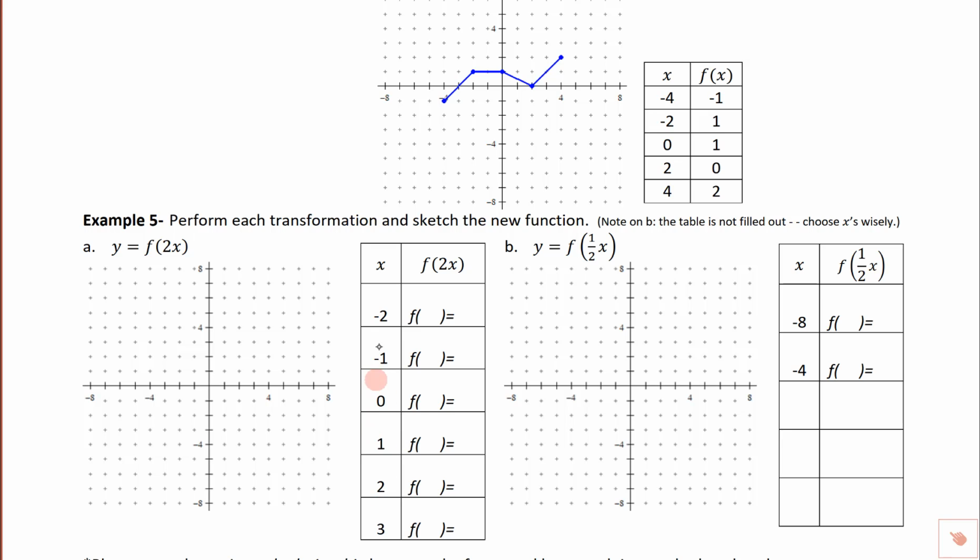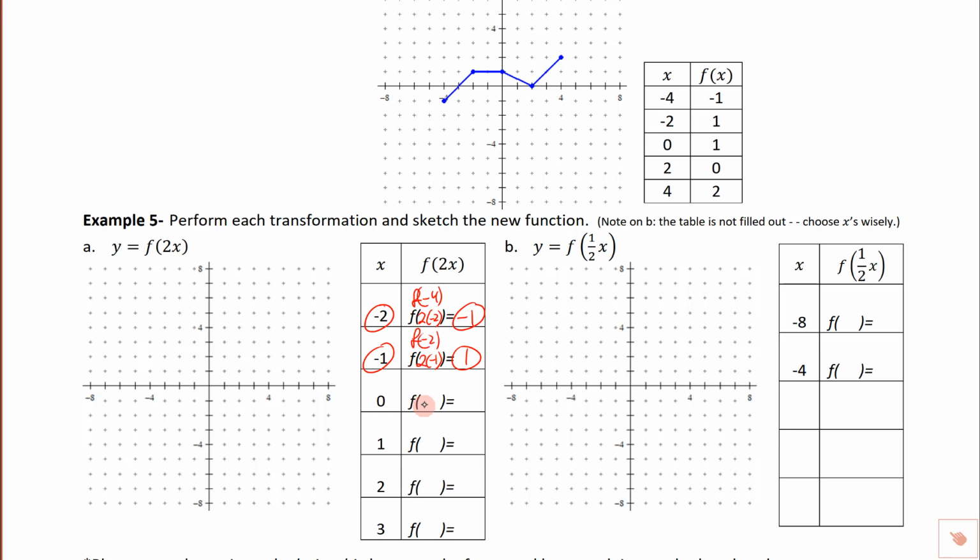Again, the x's are done for us. They've chosen some x's. So here's what we'll do. We're going to do 2 times x. So this is 2 times -2. So that's going to be f of -4. So f of -4 is -1. So we're going to graph these points right here, that x and that y. We're going to do the same thing again. We're going to multiply whatever x is by 2. So this is going to be f of -2. And f of -2 is 1. So we're going to graph these right here.